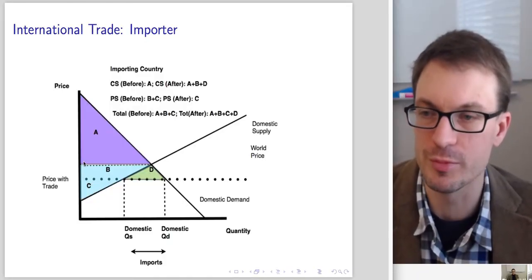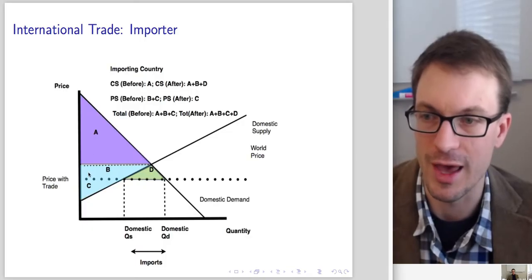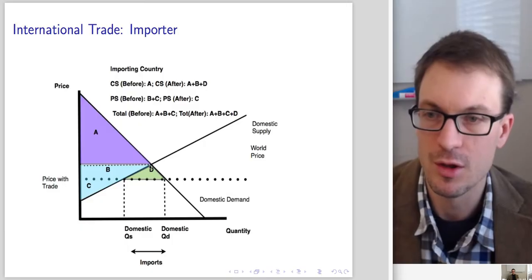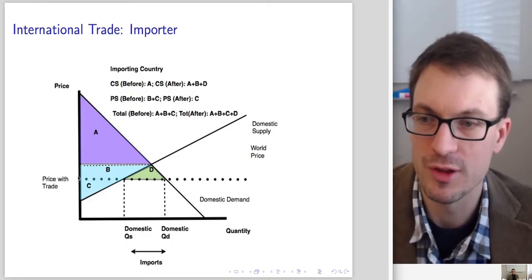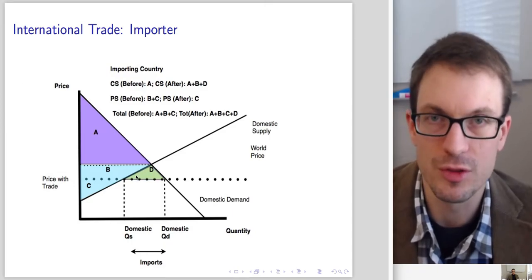Here's consumer surplus before trade, area A. Here's producer surplus before trade, area C and B. Well, if we open our borders to allow imports, now trade happens at this price. At this price, more consumers are able to be served, right? Area D is going to be, so what's the new consumer surplus?